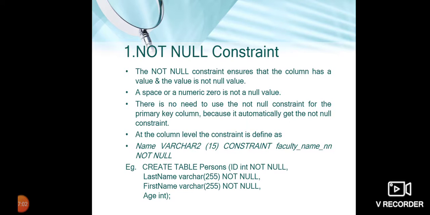The syntax is name varchar2, for example varchar2 of 15 is the size, constraint, faculty name, then I am specifying the abbreviation NN, not null. The example here is create table person, then the primary key is ID, the data type is integer, and it is not null. Then you are specifying that the ID should not be null, the last name should not be null, and the first name should not be null.